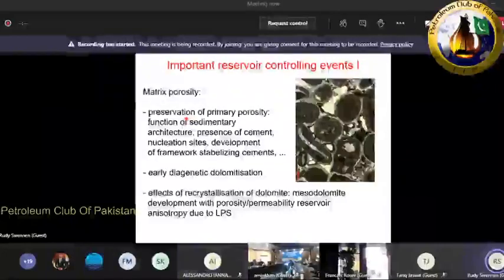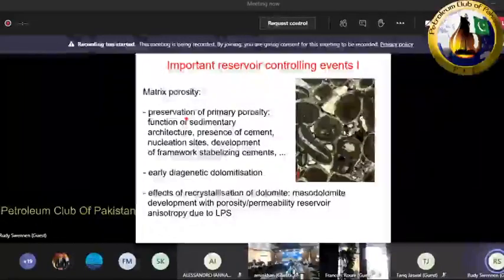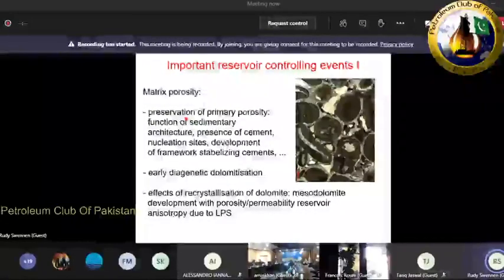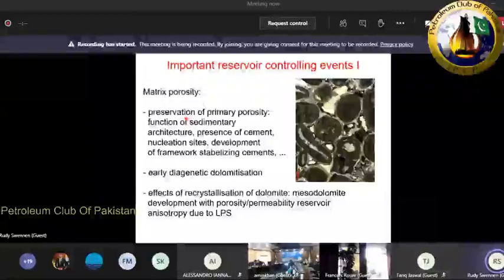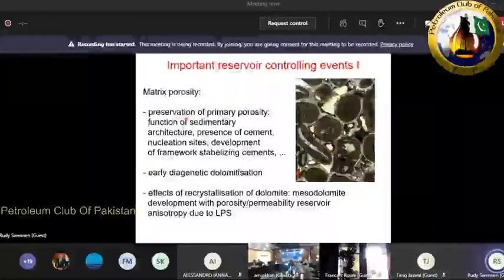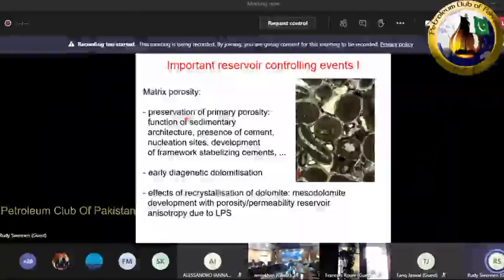Okay, perfect. So we will now go to the rather important reservoir controlling events in these foreland fault and thrust belts. And the first one is the preservation of the primary porosity. This is to some extent comparable to settings which do not occur in foreland fault and thrust belts. It's mainly a function of the sedimentary architecture, the presence of cements, and especially framework stabilizing cements, nucleation sites, and that's what I already mentioned, the framework stabilizing cements.